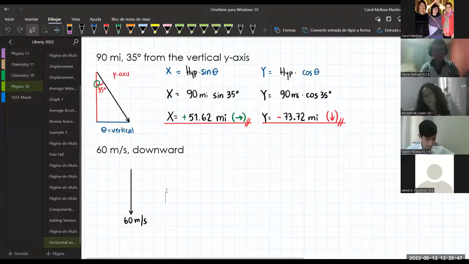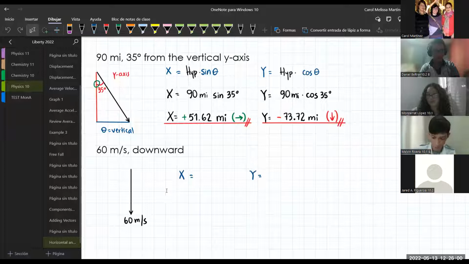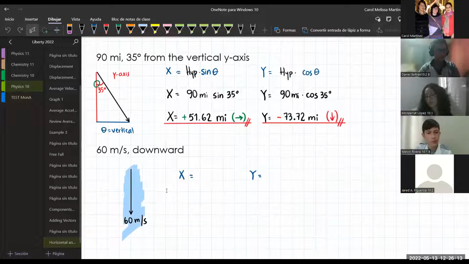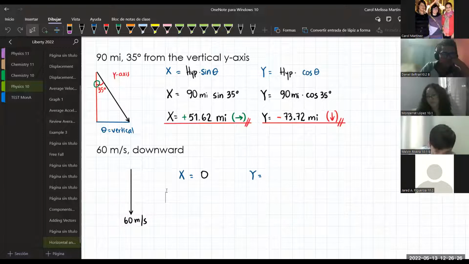When this occurs, when the vector is just moving in one direction, is it moving in X or in Y? In what direction is this vector going? X or Y? Y. Okay, so this vector is just coming down. It's not moving right, it's not moving left. So when this happens, we say that the horizontal component is 0 meters per second, because it's just moving vertically.